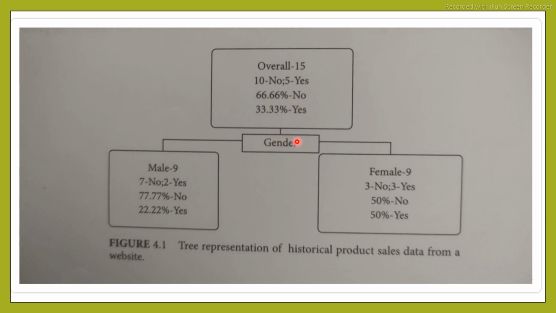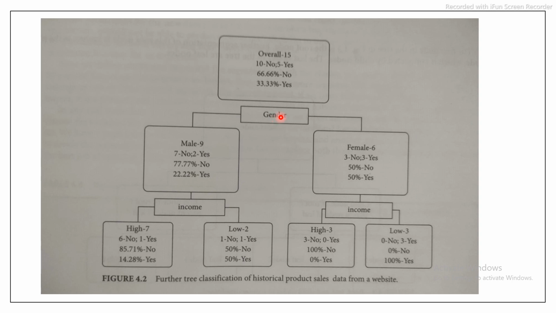If you are splitting the node through gender, let's say 9 male and 9 female, with 7 and 2 as yes and no. This is the tree representation of physical product sales from a website. Now we are just dividing it through gender. If you see, there is imbalance in the male, but in the female it is balanced. So if you are splitting the node through gender, there are two ways, one is female and one is male. There are also two criteria based on income, higher and lower income. This is the tree.